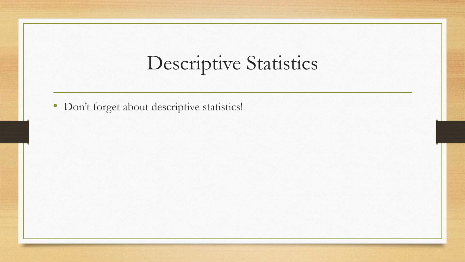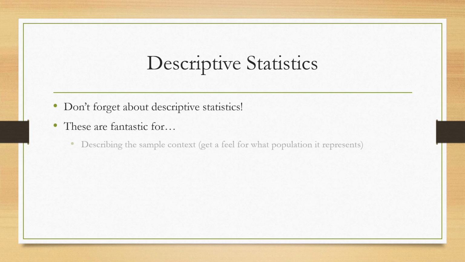There's no place for descriptive statistics. But nothing is further from the truth. Descriptive statistics are fantastic for describing a sample context. Recall all of our inferential stuff is based on the population represented by that sample. So who's represented by the sample? Well, let's talk about what the sample demographics are, and that can help you get a feel for what population is represented by them. Describing observed effects.